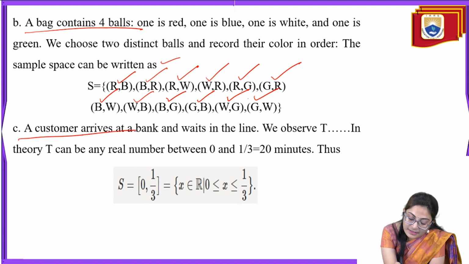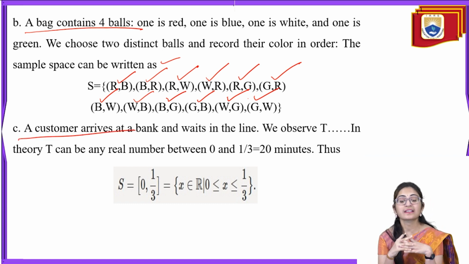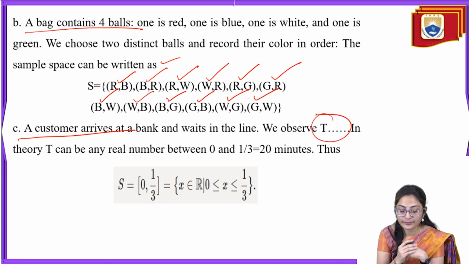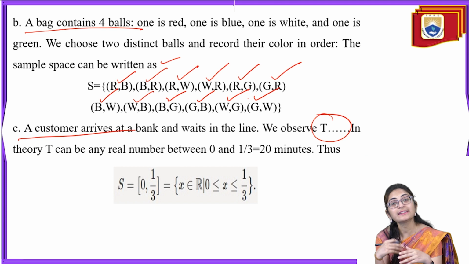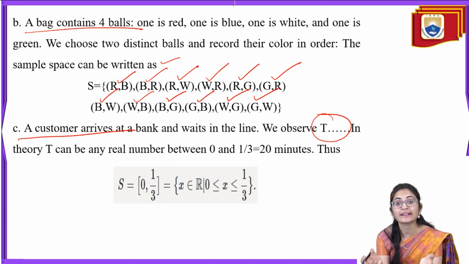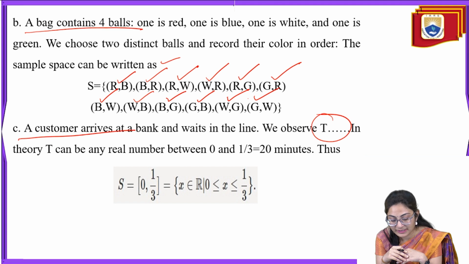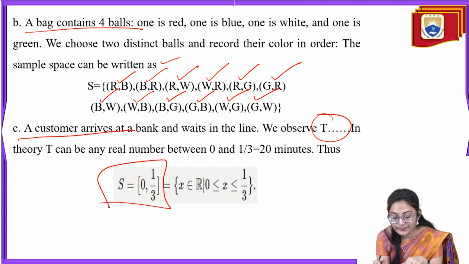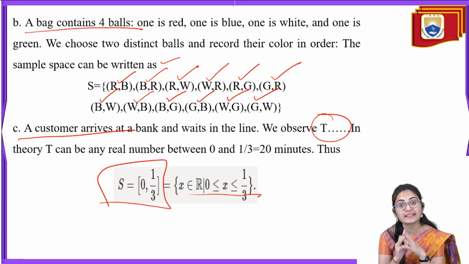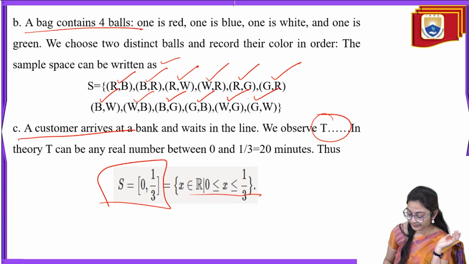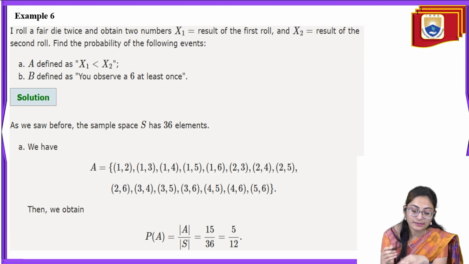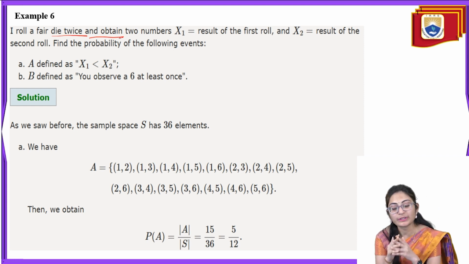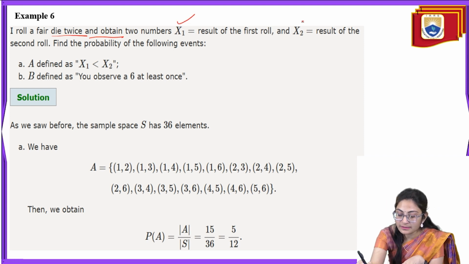So the next one is that a customer arrives at the bank and waits in the line. We observe T. In theory, T can be any real number between 0 and 1/3, since 1/3 of an hour equals 20 minutes. Thus, as the set is 0 to 1/3, so X belongs to R, 0 less than or equal to X less than or equal to 1/3. Now the next question is: I roll a fair die twice and obtain 2 numbers, X1 and X2.